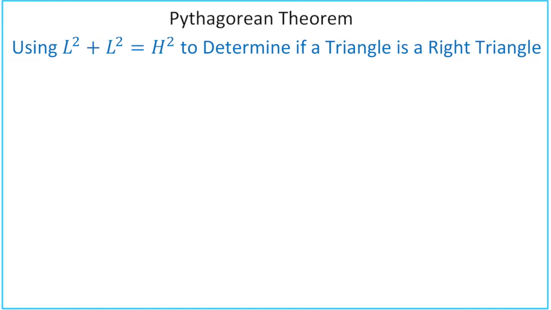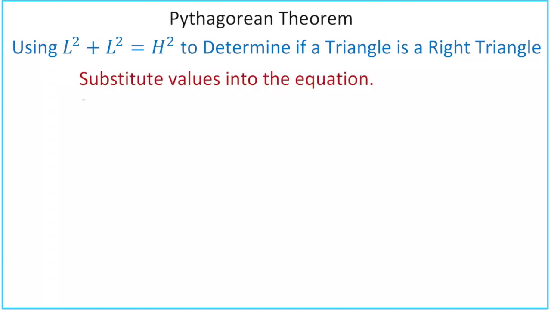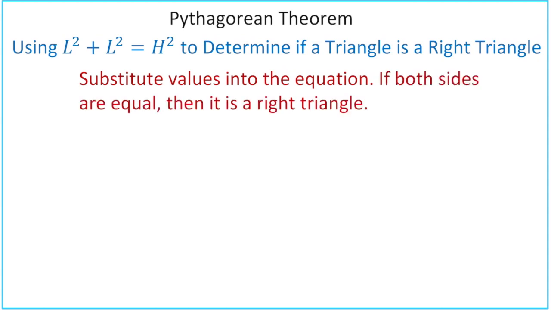The last thing we're going to look at is using Pythagorean theorem to determine if a triangle is a right triangle. So to do this, we have to substitute values into the equation, and if both sides are equal, then it is a right triangle. So here's a possible problem. The question is, is that a right triangle? So first we have to know where our hypotenuse is, and the other 2 will be legs.